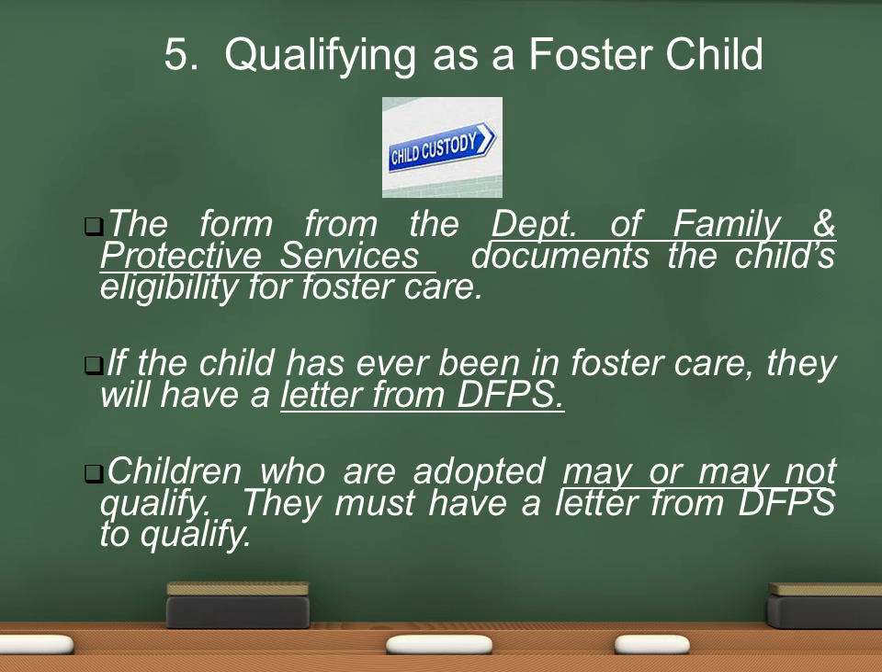Number 5, qualifying as a foster child. Ask the parent for the form from the Department of Family and Protective Services, which documents the child's eligibility for foster care. If the child has ever been in foster care, they will have a letter from DFPS. Children who are adopted may or may not qualify by this criteria. They must have a letter from DFPS to qualify.